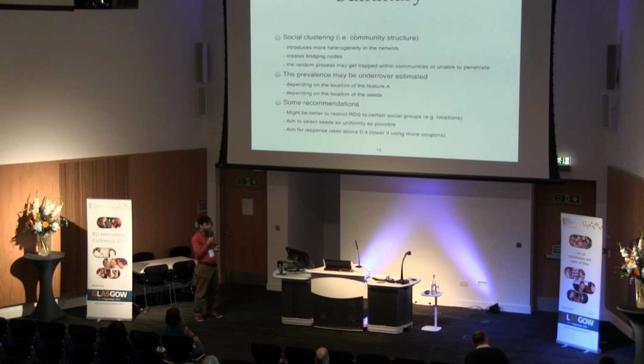There are some recommendations. This is more for people actually working with RDS, but it may be more interesting to restrict an RDS study to certain locations or to certain groups, so you don't have this problem that there will be very few people connecting different groups. Then we try to select seeds as uniformly as possible. This is very challenging. I work with some people, we are actually doing some real RDS studies, and it's very difficult to choose the people randomly, as we assume in theory. It's also very difficult to control the response rates, but it's better to use, or aim to have, at least 0.4.